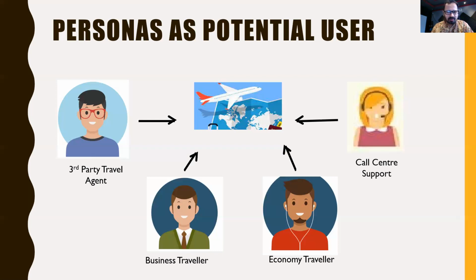Now there are two other types of users who are the end users, or the travelers again. This guy is an economy traveler. Maybe his mindset is that he wants to save money and wants to search for economical flights.